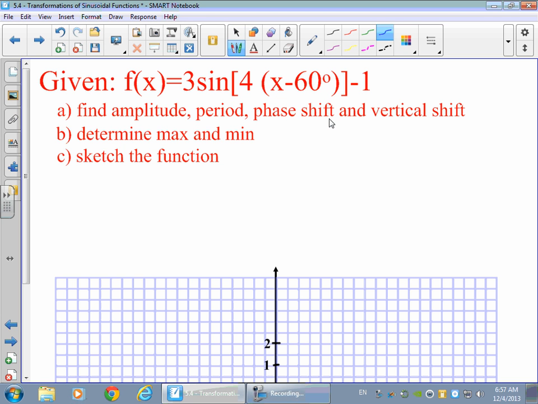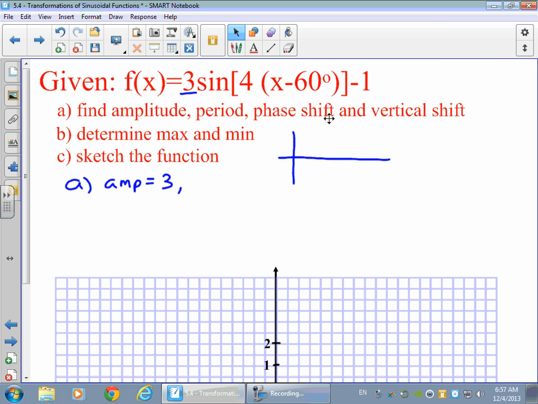So doing them in this order, amplitude is simply the value in front. So pretty straightforward stuff. Amplitude is 3. Again, for those of you who haven't quite got the terminology down just yet, amplitude in our original sine curve is the size of the crests and troughs, if you will. So the amplitude is 3.